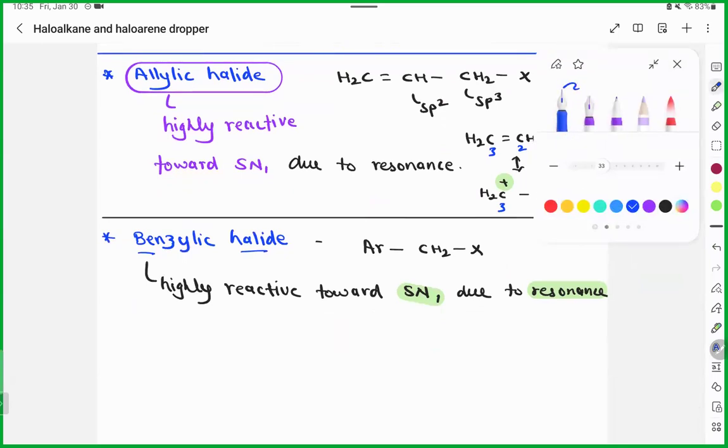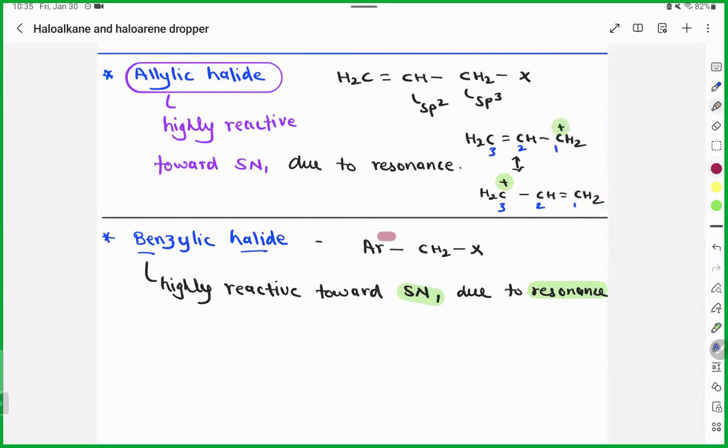This is extremely important. Remember, benzyl halide and allyl halide, like tertiary carbocation, are highly stable. Reason: resonance, stability of carbocation. Okay. Example.